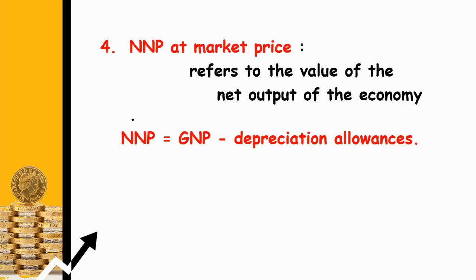Next one is net national product, that is NNP at market price. So NNP at market price refers to the value of net output of an economy during a year. NNP is obtained by deducting the value of depreciation or replacement allowance of capital assets from the GNP. So it is expressed as NNP is equal to GNP minus depreciation allowance. Depreciation allowance is also called capital consumption allowance.